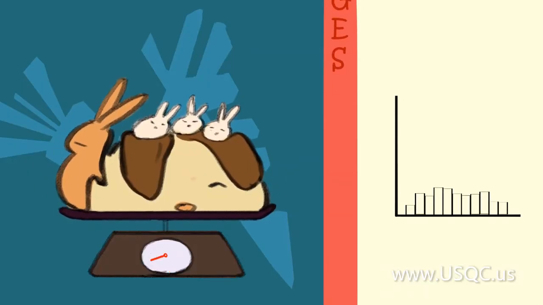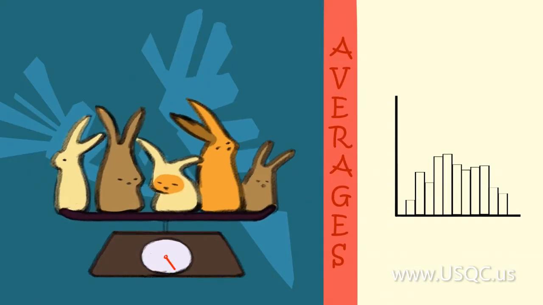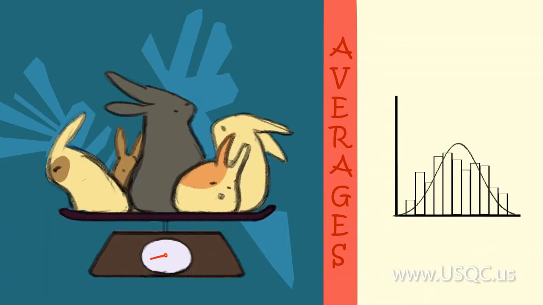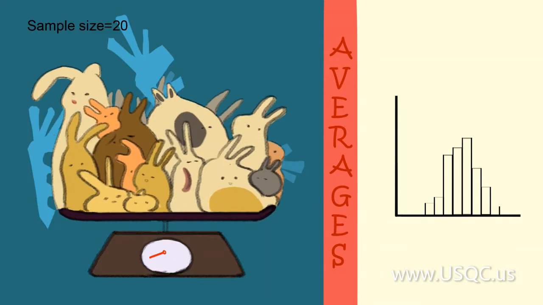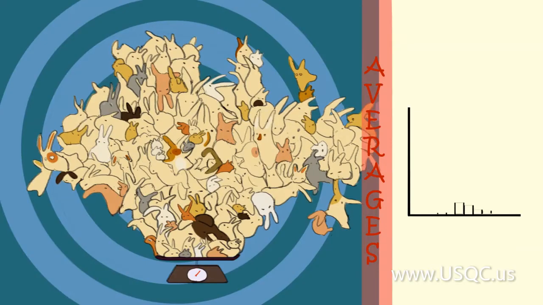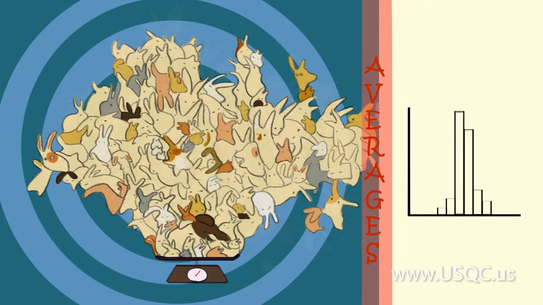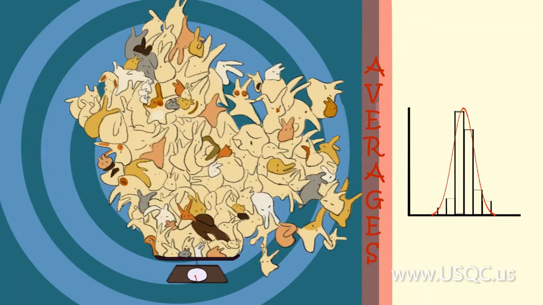He starts by weighing 5 rabbits at a time, and he finds that the distribution of the average is somewhat bell-shaped. Then he increases the sample size by weighing 20 rabbits at a time, and then 100 rabbits at a time. Surprisingly, as the sample size increases, the spread decreases. The distributions of average weights become more and more normal.